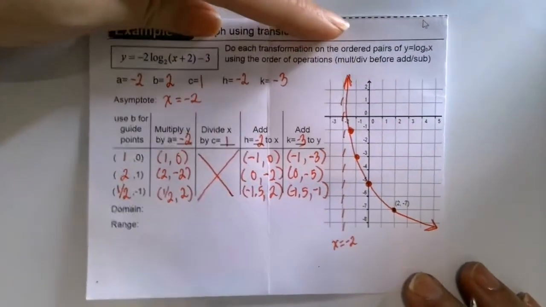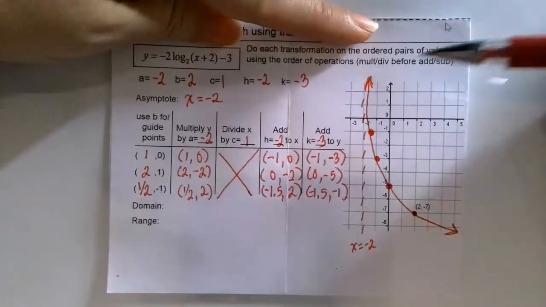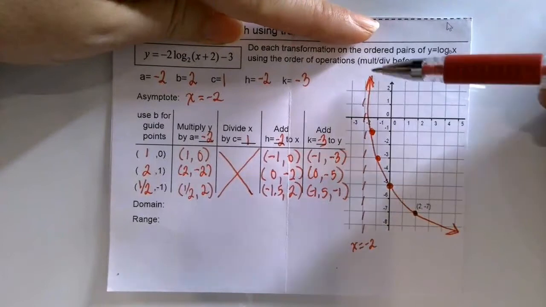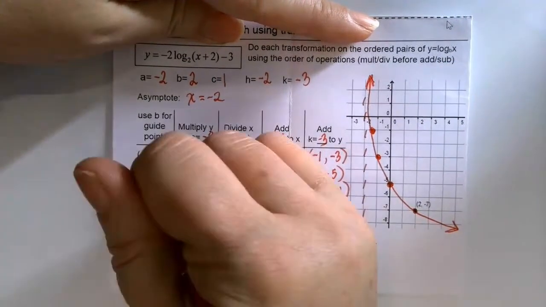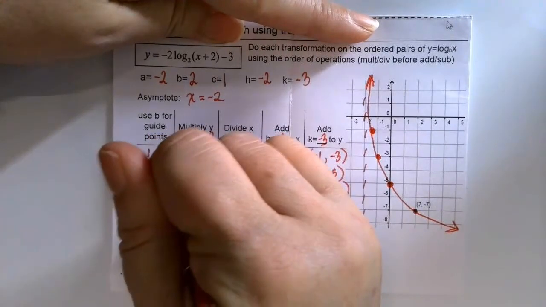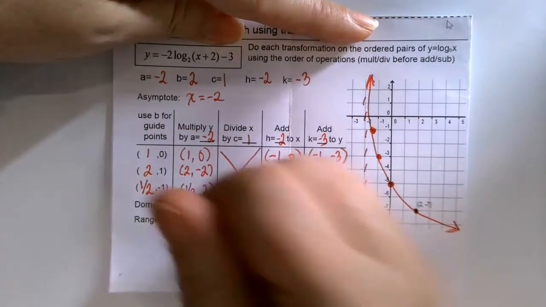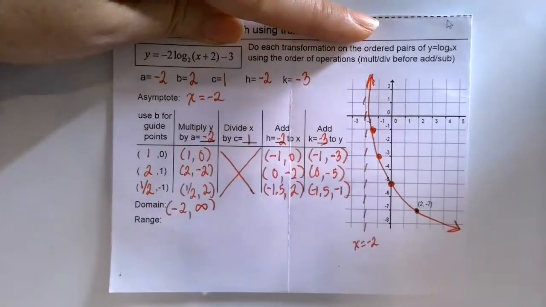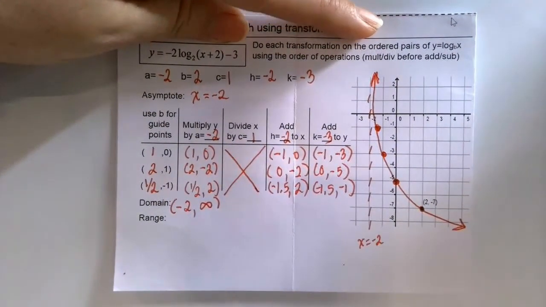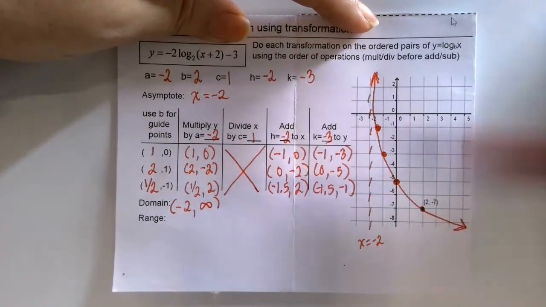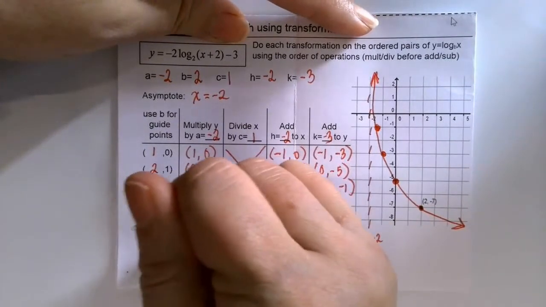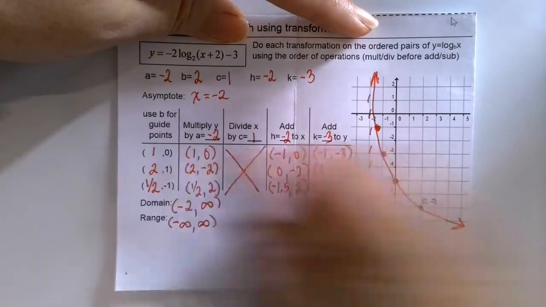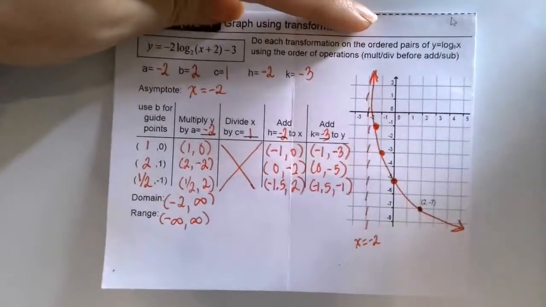Okay, the domain is based on this vertical asymptote at -2. So my function is starting at -2 non-inclusive and heading to positive infinity. For the x values, the range is the y values, and the range of all logarithmic functions is fully unbounded, so -infinity to positive infinity.